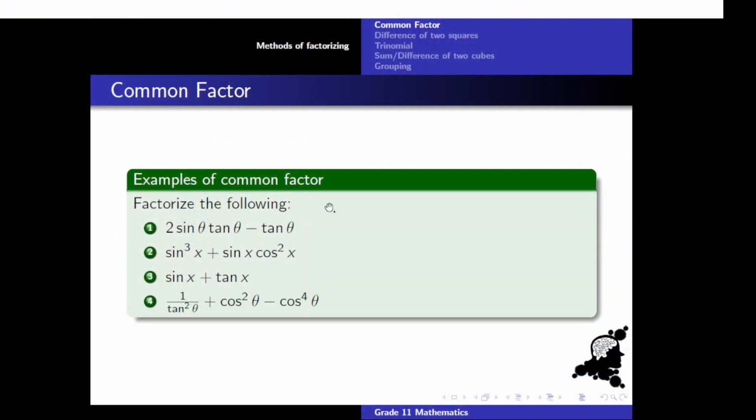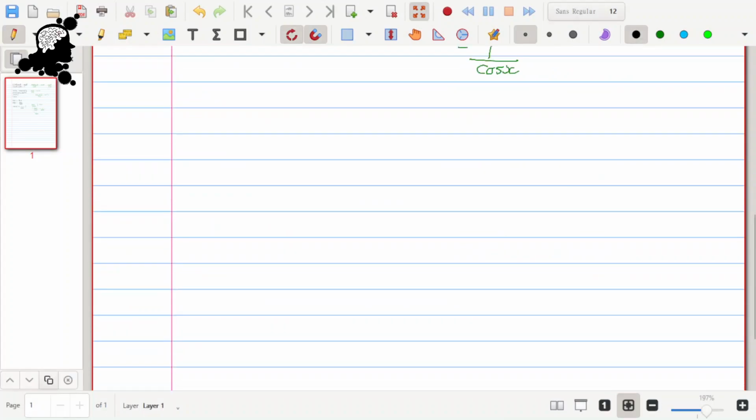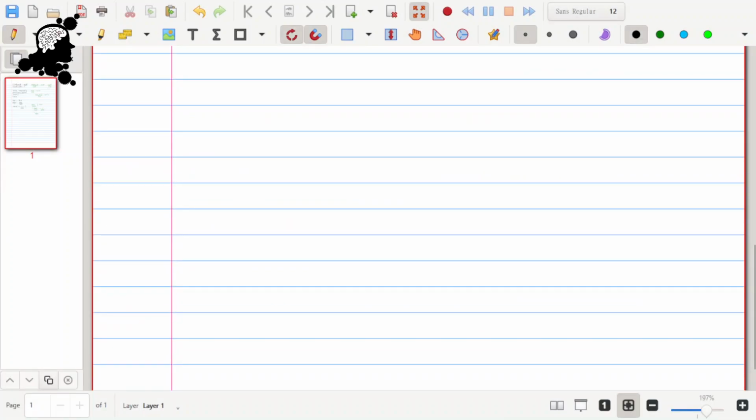Alright, the last example here. We've got 1 over tan squared theta plus cos squared theta minus cos to the power 4 theta. This is a very interesting one. Let's take a look at it. So first, let me get some more room. This is 1 over tan squared theta plus cos squared theta minus cos to the power 4 theta.